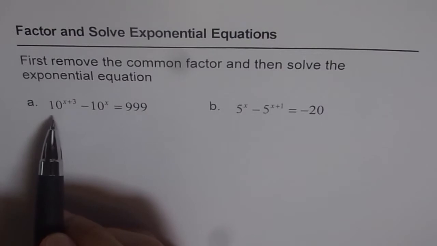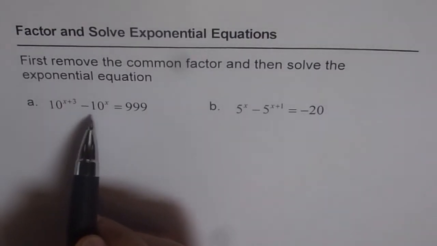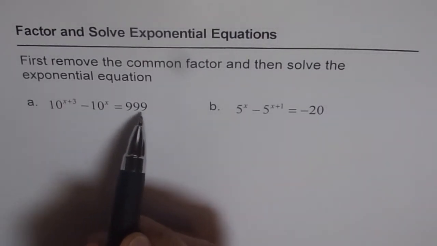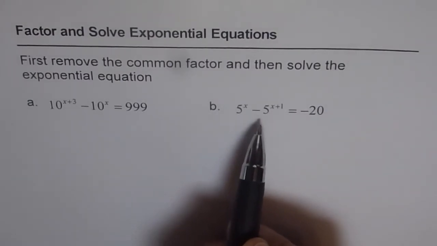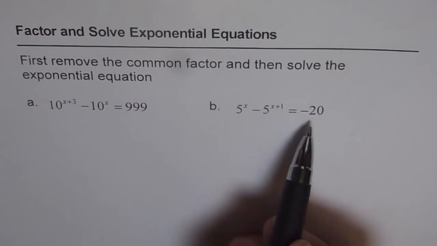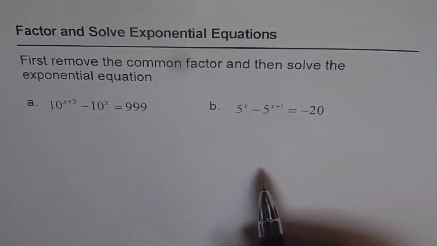A is 10 to the power of x plus 3 minus 10 to the power of x equals 999, and B is 5 to the power of x minus 5 to the power of x plus 1 equals minus 20. Well, some of you can pause the video, solve, and then check my solution.